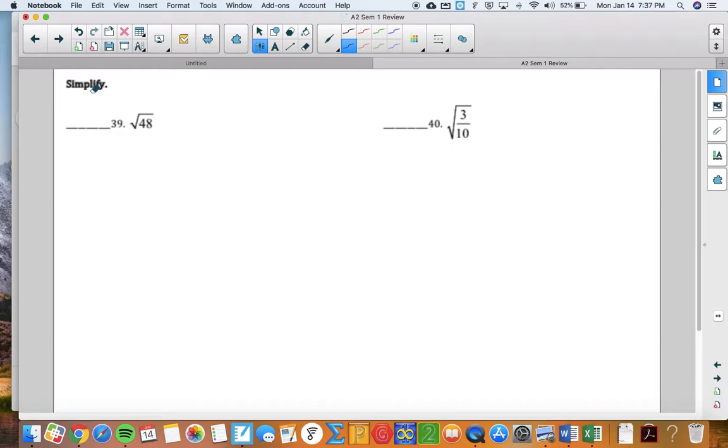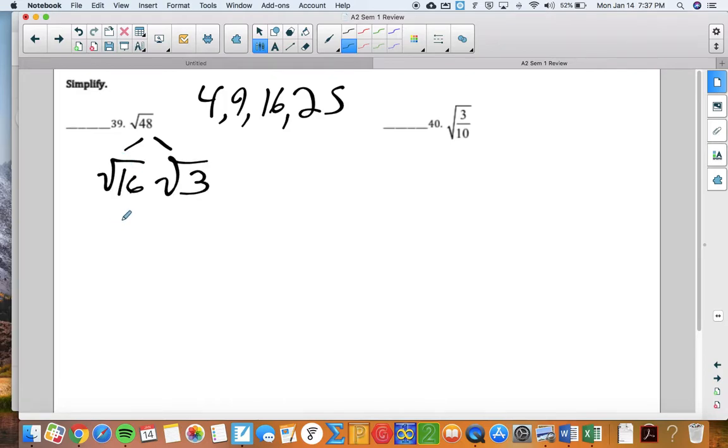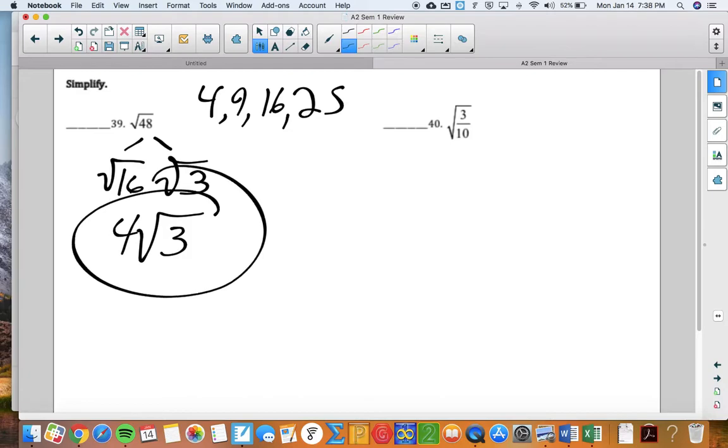quadratic equation. Simplify and keep in mind your perfect squares. So here we look for the biggest perfect square that is a factor of 48. I believe 16 times 3 is 48. So the square root is 16. That's why we use the perfect squares, because we can actually pull out factors that are integers. Square root of 16 is 4, so 4 root 3 is the final answer.